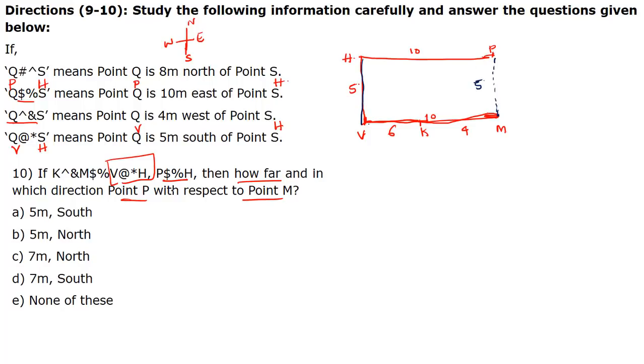Now we have to find in which direction P is with respect to point M. Point M's north would be P. So point M's north would be P at 5 meters. So 5 meters to the north, that's nothing but option B, which is the answer in this case. I hope you got it.